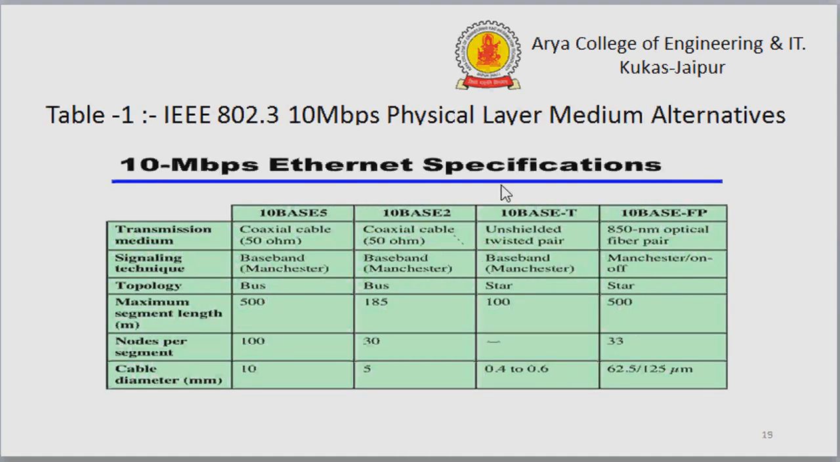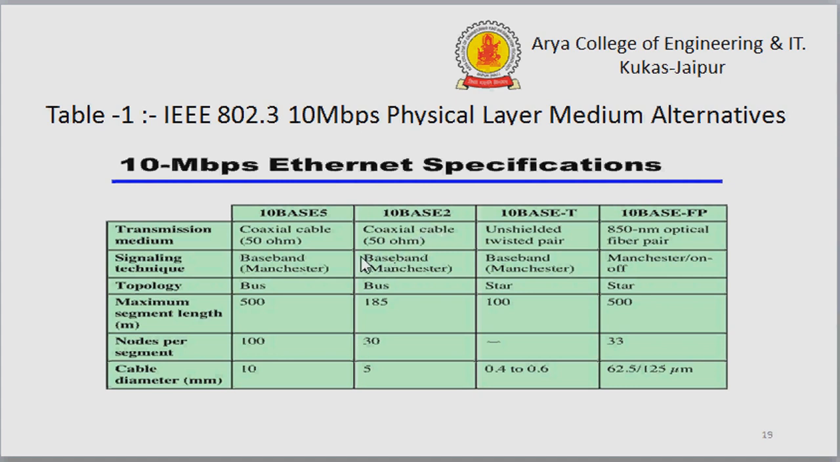Now these are the specifications in table form. 10 Mbps Ethernet specification. In 10Base5, the transmission medium is coaxial cable 50 ohm. Signaling technique is baseband Manchester. Topology is bus. Maximum segment length is 500 meters. Nodes per segment is 100 and cable diameter is 10 mm.